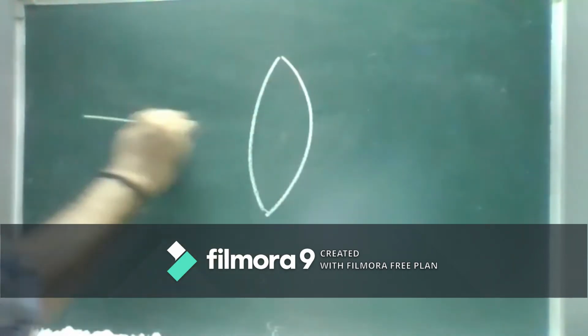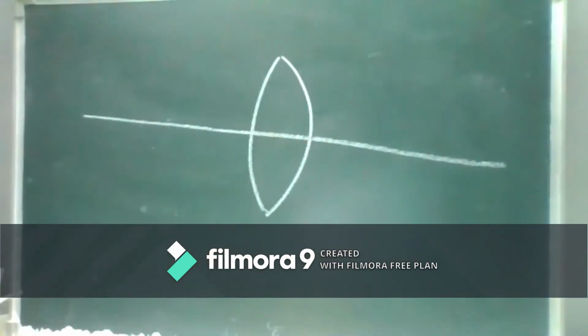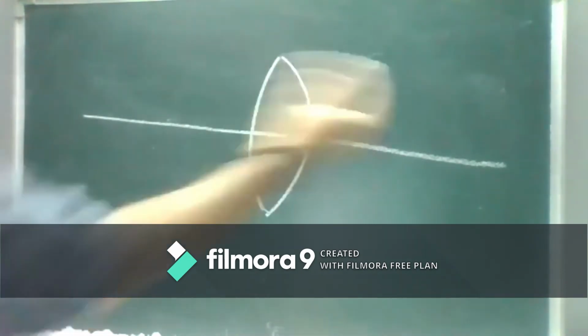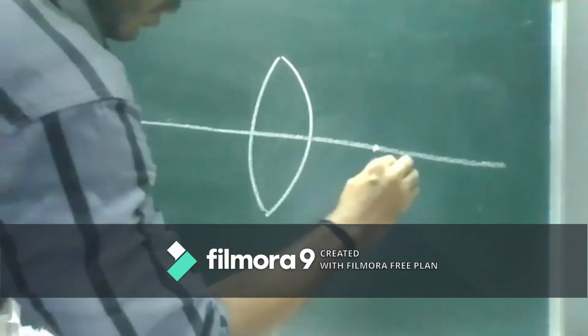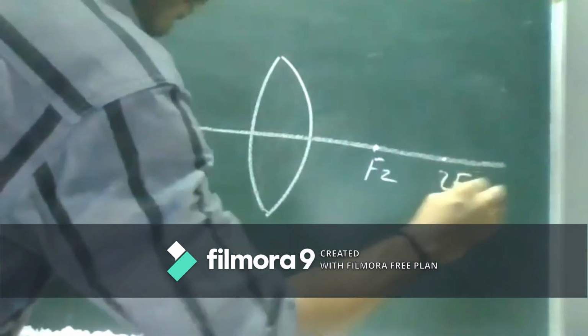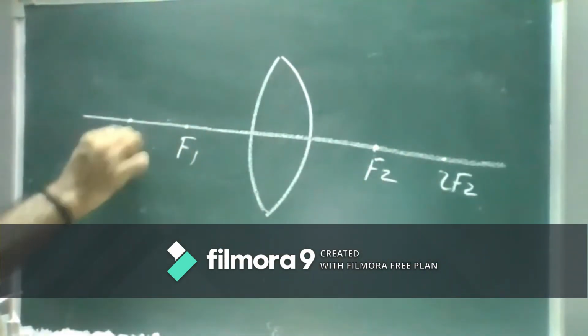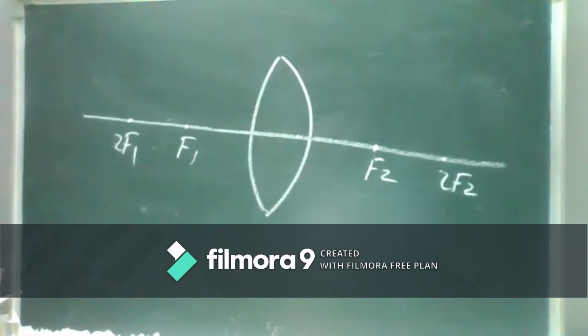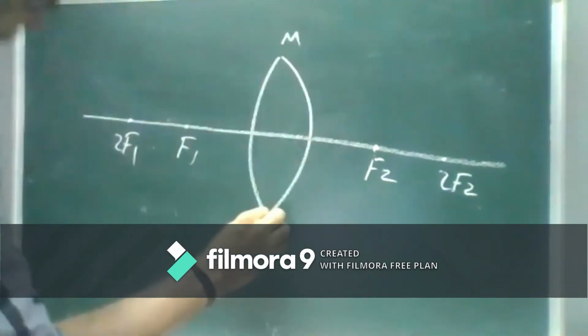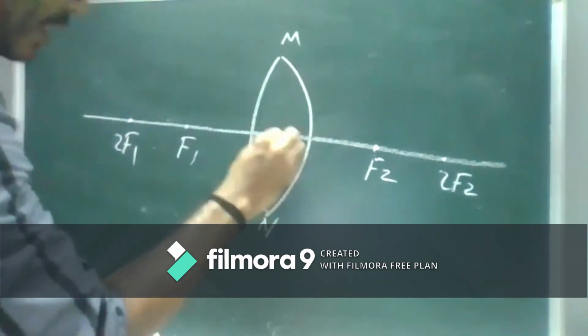Okay, there is a principal axis. As usual, there will be some focus. On the right side it is F2 and 2F2. F2 is your focus, and on the left side it is F1 and 2F1. The terms are M and N. The center point of the lens is O.